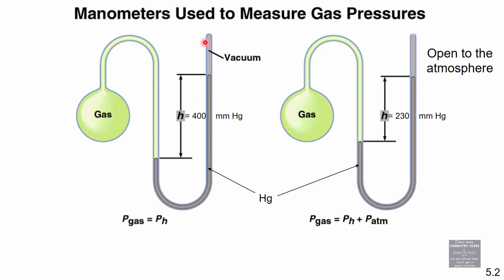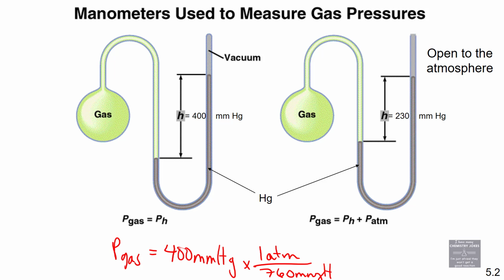If you have a manometer that is under vacuum, so a closed tube manometer of closed end, the pressure of the gas is the height that the mercury was displaced. So this one is very simple. The pressure of this gas is 400 millimeters of mercury. And if you needed to convert it to atmospheres, 1 atmosphere is 760 millimeters of mercury.